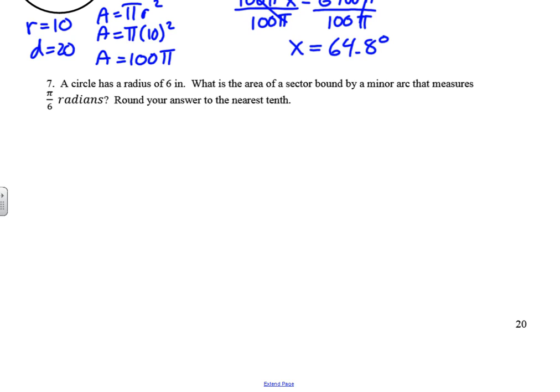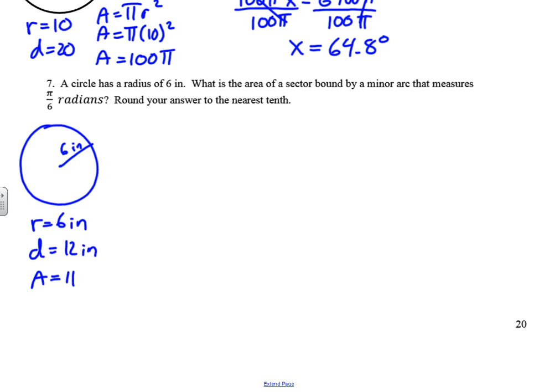Okay, so in this case, what's different about this one, so let's draw a circle. Circle is 6 inches for the radius. Okay, so radius is 6 inches, diameter would be 12 inches, area is pi r squared, so that's going to be pi times 6 squared. So the area of the circle is going to be 36 pi. Okay, now what is the area bound by the minor arc?